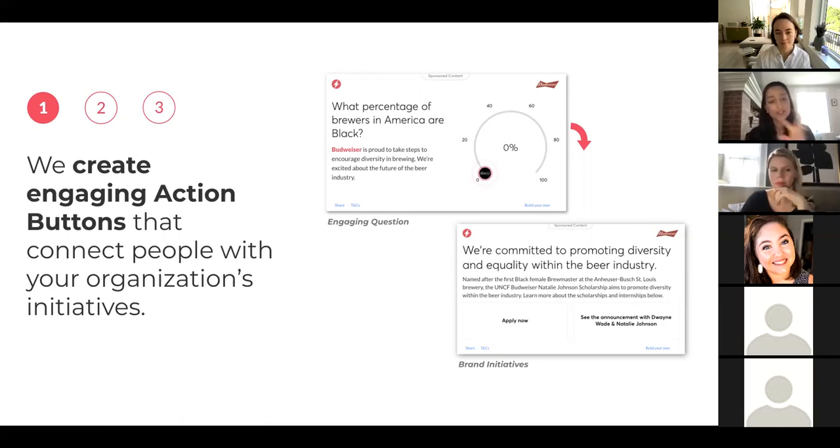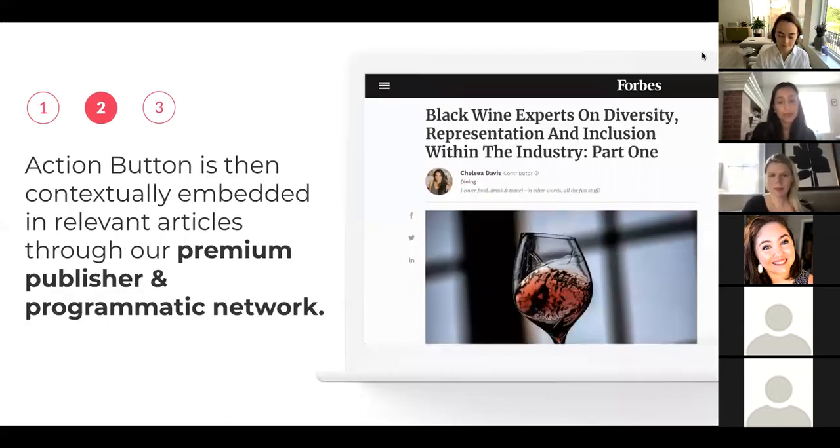So this is just a small example of how we can weave together the different action types to deliver on a message and invite people to take action with your organization's initiatives. And then the next step in the process, as Kylie mentioned, is really showing up in the moments that people are inspired or learning about this specific issue.